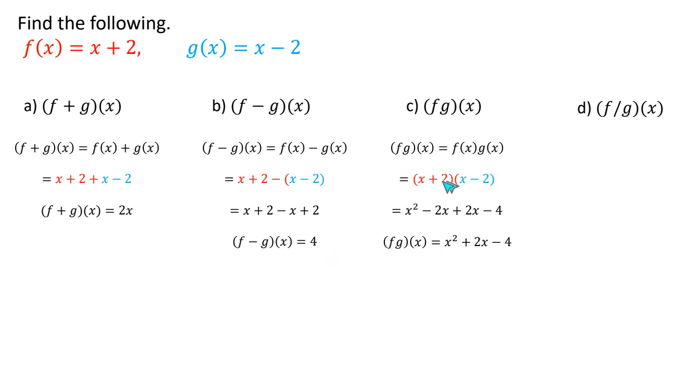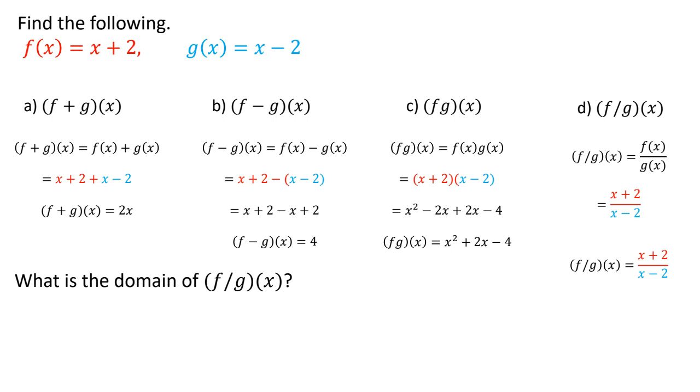And then the next one, x plus 2 times x minus 2. We get x squared minus 2x plus 2x minus 4. The 2x and the negative 2x should cancel. Okay, so our answer should be x squared minus 4. So let me just, so this shouldn't be here. So that should be our answer. Okay, and then f divided by g, we have f of x divided by g, and we can simplify further, so that would be our answer.